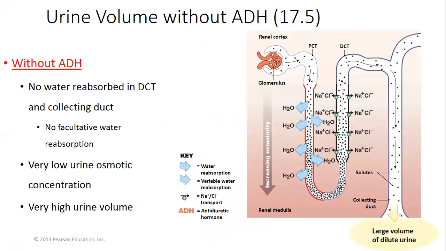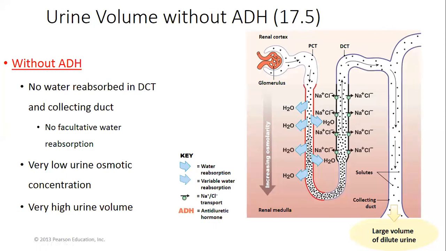So urine volume: ADH is antidiuretic hormone. Without antidiuretic hormone, no water is reabsorbed in the distal convoluted tubule, that's DCT, or the collecting duct. So basically the urine has a really low osmotic concentration, but a really high volume. Remember antidiuretic hormone, think about what a diuretic is, like caffeine in coffee, it makes you pee. So antidiuretic hormone basically prevents that from happening by allowing water to be reabsorbed into the blood.